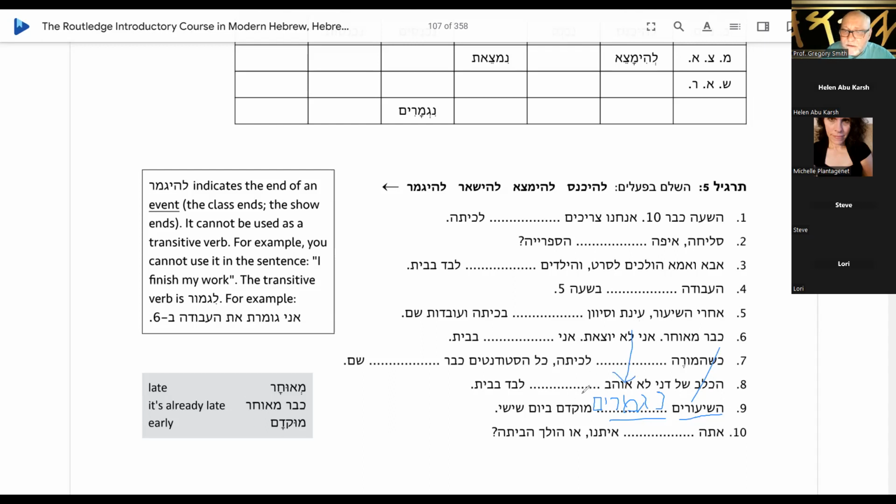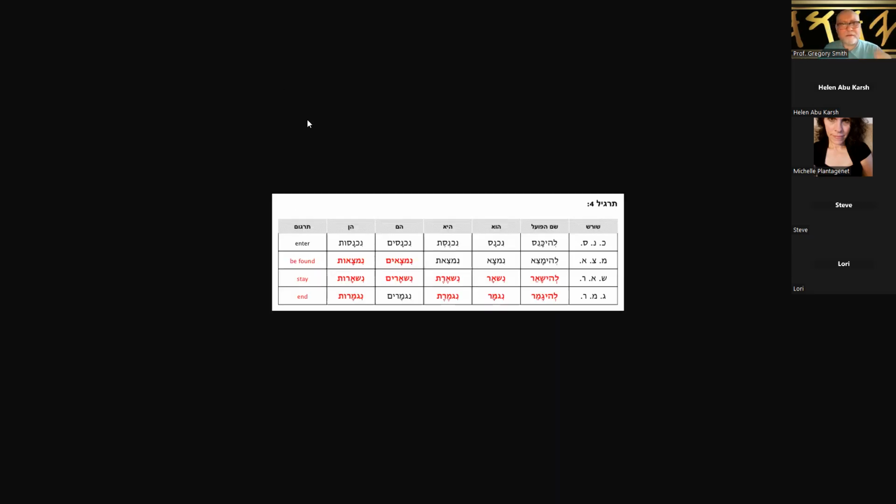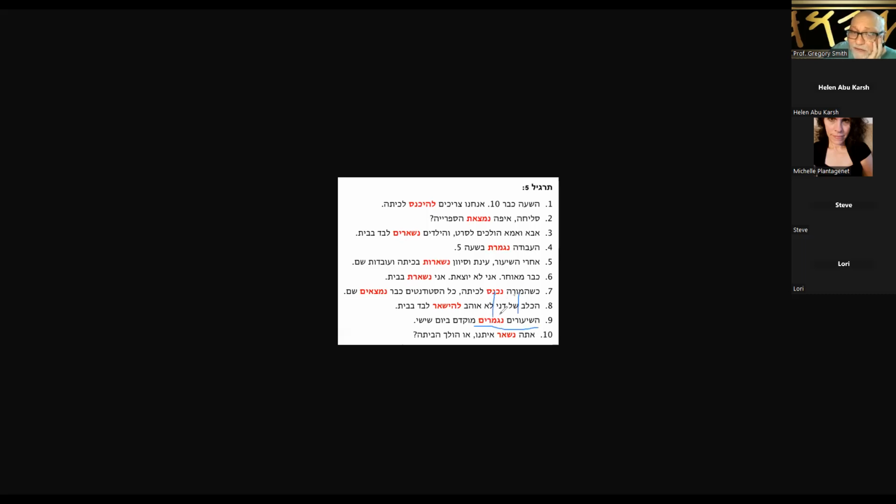They are ending mukdam, early, bayom, on day what? Shishi. Shishi is day 6. That's Friday. So we should see nigmarim in the answer key at number 9. Okay, hashiurim, nigmarim. There it is. So hashiurim, the classes, nigmarim, are ending mukdam, early, bayom, on day shishi, on day 6, which is Friday.